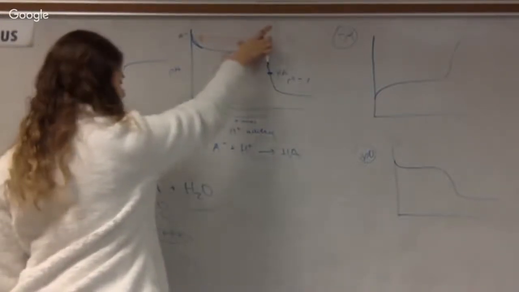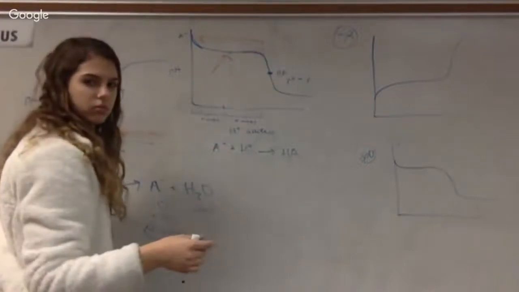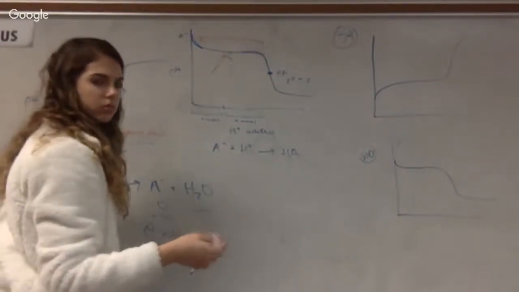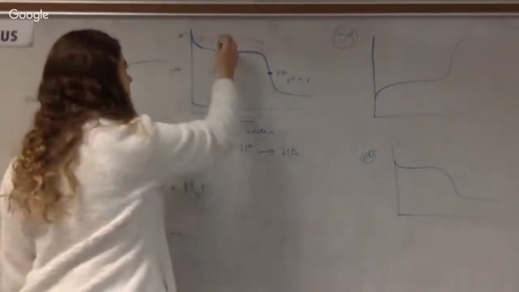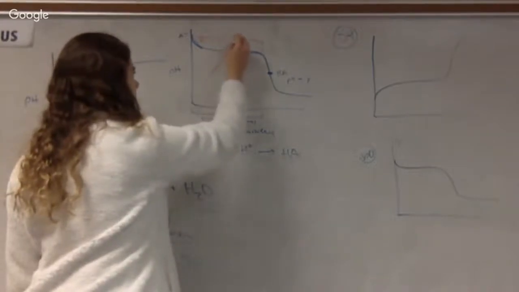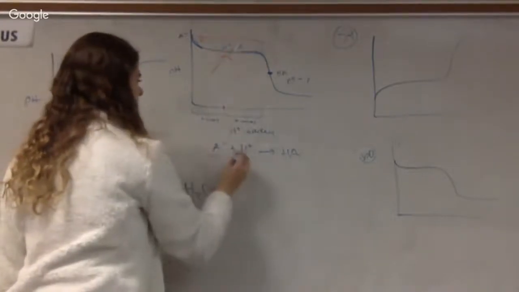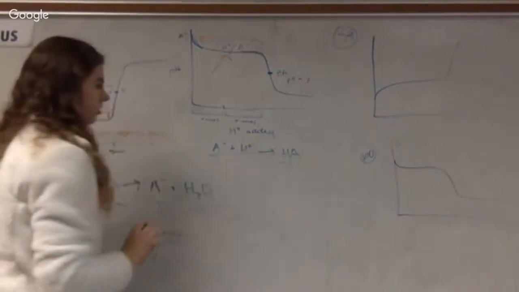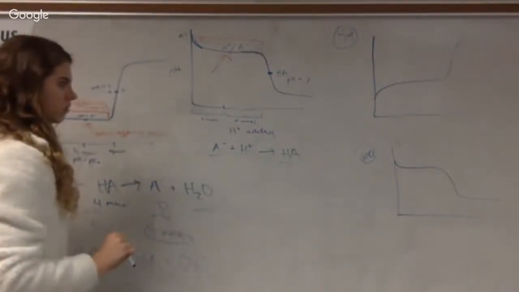Because at the half equivalence point, don't we have the same amount of acid and conjugate base? In this case, if you can, do me a favor on the actual big dog equation, can you underline A minus and HA? That's your acid and conjugate base pair, right?